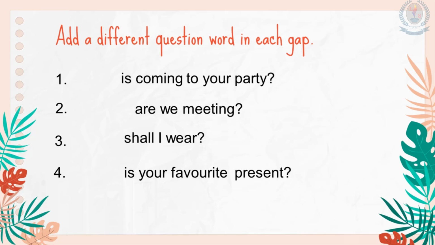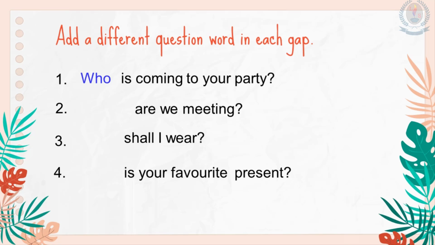Now, children, you need to add a different question word in each gap. Here, you can see in front of each sentence, these are all questions. So, you can see a gap. You need to fill that gap with a suitable question word. Read and see which of these question words fits. First one, blank is coming to your party. We can use who. Who is coming to your party?